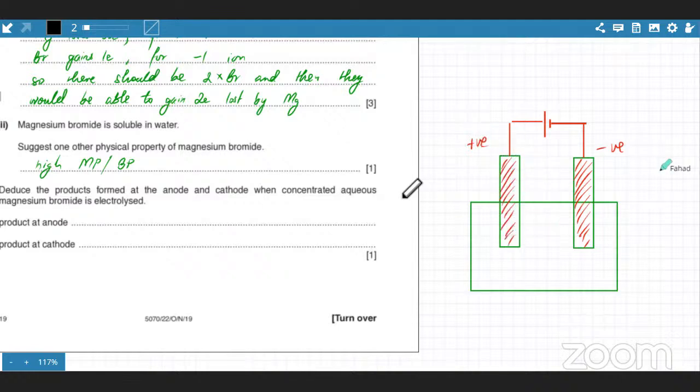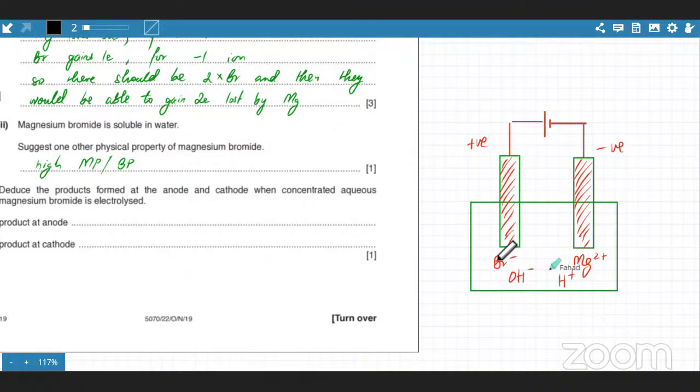Now the solution has magnesium bromide, Mg2+ and Br-1, and it's concentrated as well. There would be 2 ions as well because it's aqueous, so H+1 and OH-1. The reason I've written the positive ions over here is that the negative cathode is going to attract the positive ions. On the other side, the positive anode is going to attract the negative ions. So the ions separate. They go in different directions. Positive ions at cathode, negative ions at anode.